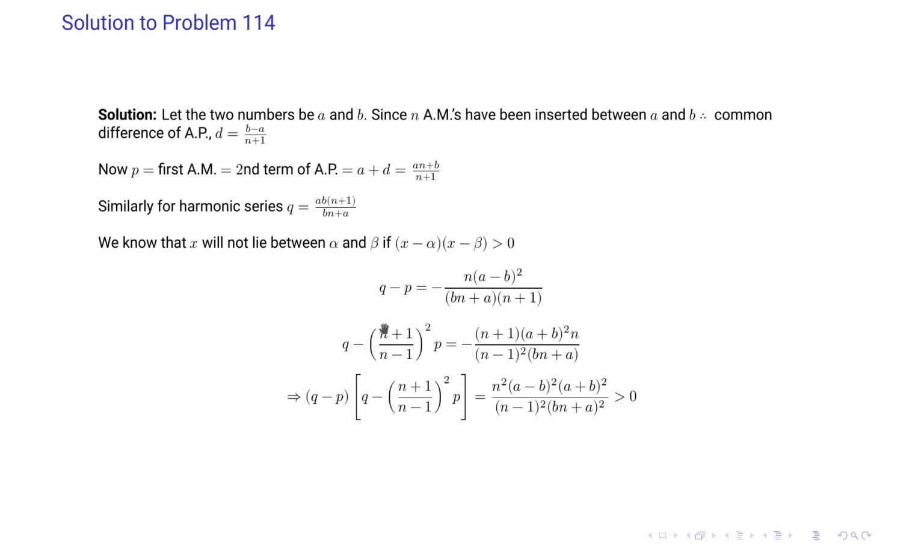Now we multiply these two. So here you can think that x is q and alpha is p and beta is ((n plus 1) by (n minus 1)) whole square into p. We multiply both of them and we obtain n square into (a minus b) whole square into (a plus b) whole square divided by (n minus 1) whole square (bn plus a) whole square. Now all these squares will be positive. So the product is greater than 0. And that means q will not lie between p and ((n plus 1) by (n minus 1)) whole square into p.